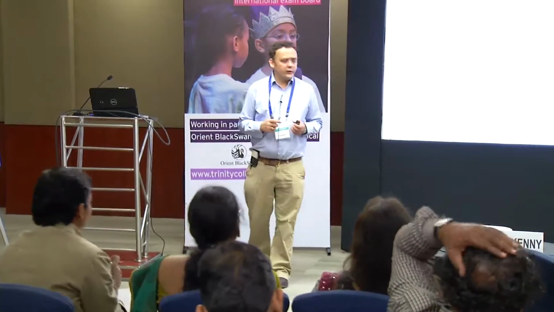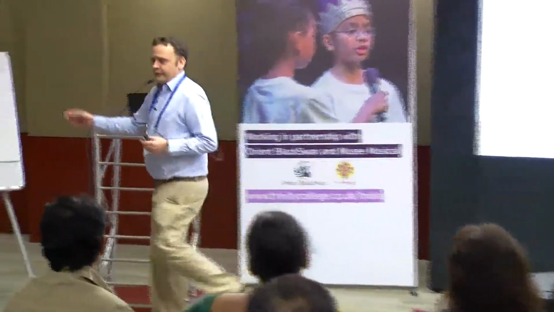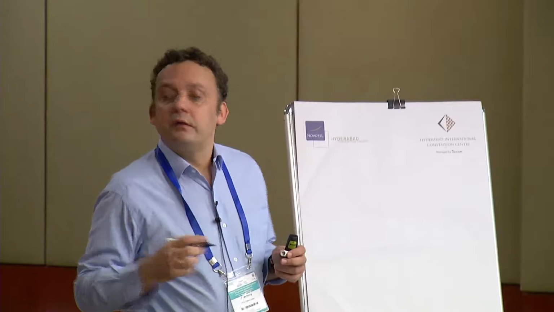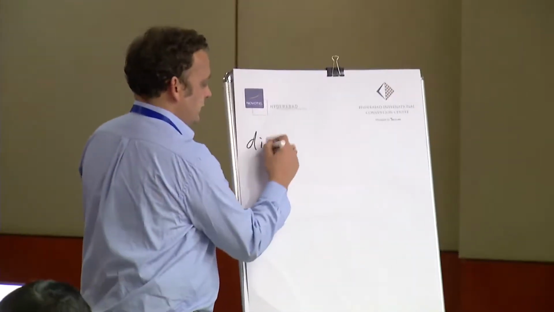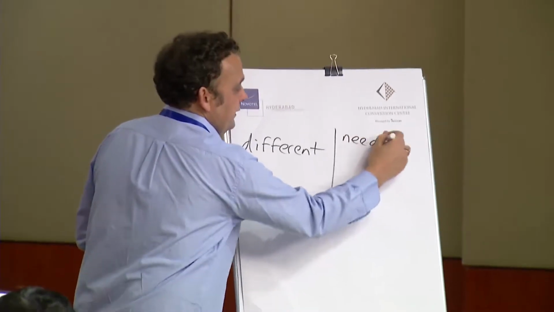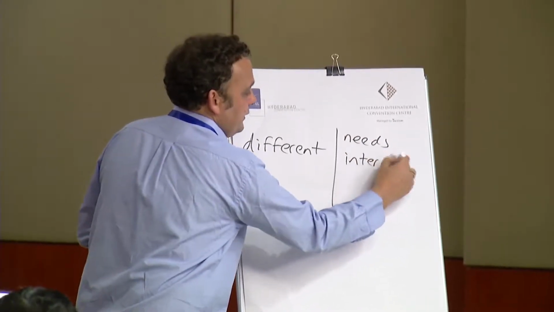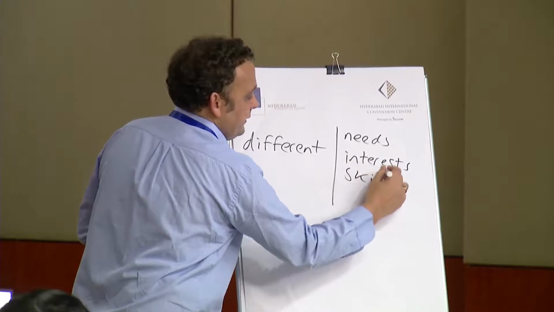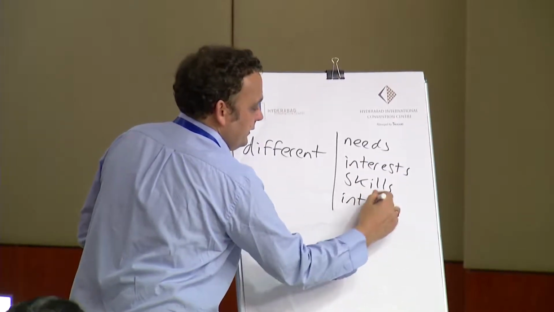Okay, so what problems do you have? What I might do is just write a few of them down here. What problems do you have? They are of different needs, different interests, different skills. Different needs, interests, skills, level, intelligence, socioeconomic background.